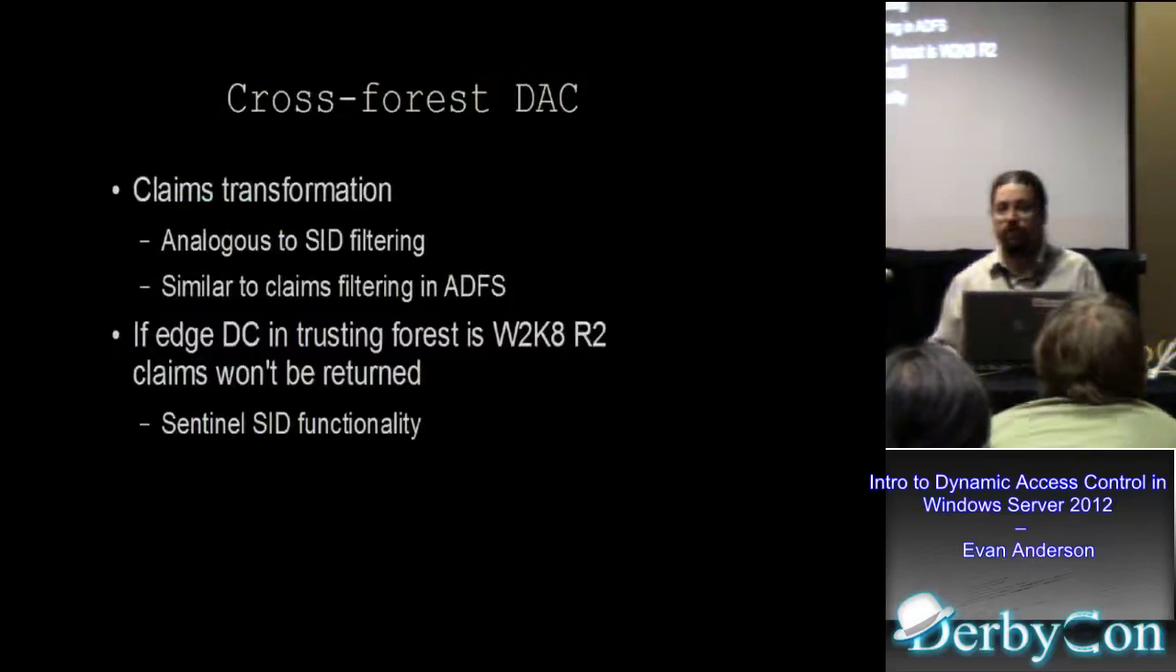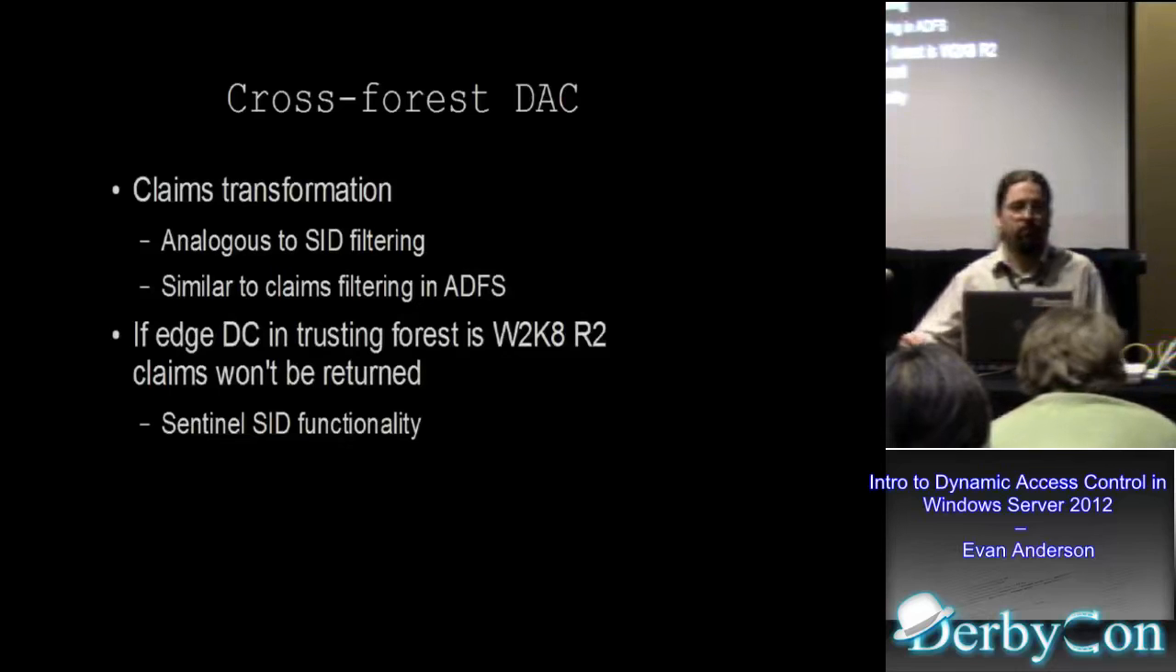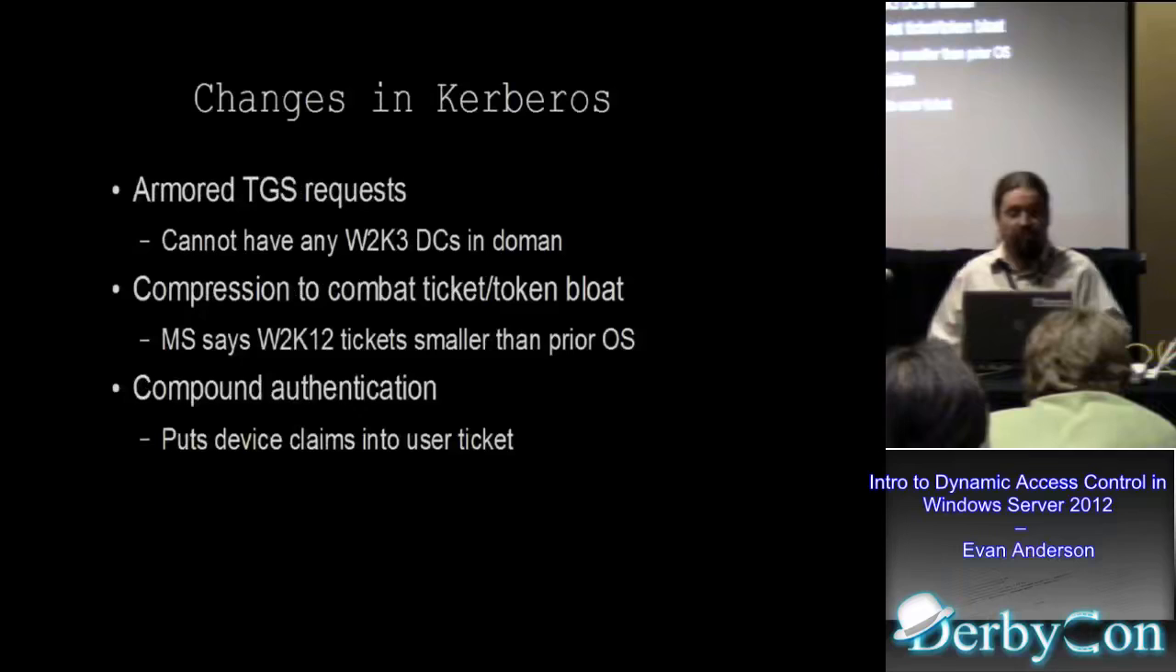DAC will work cross-forest. There is a transformation filtering mechanism so that claims from one forest could be trusted or not trusted coming into another forest. There's a really neat hack mechanism for down-level DCs with a Sentinel SID. I'm not going to go into how it works, but research it if you're interested. It's a cute little hack that lets a forest have a down-level DC at the edge but still process claims. This all works because of changes in Kerberos. The claims of a device and a user are coming down in a Kerberos ticket in the PAC portion of the ticket.